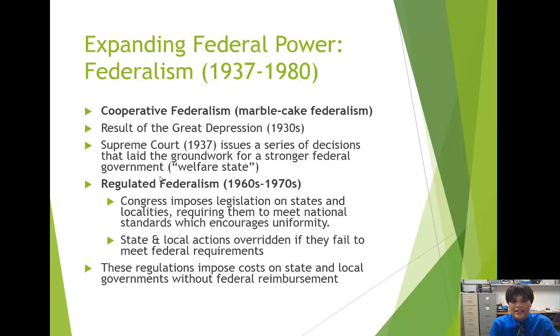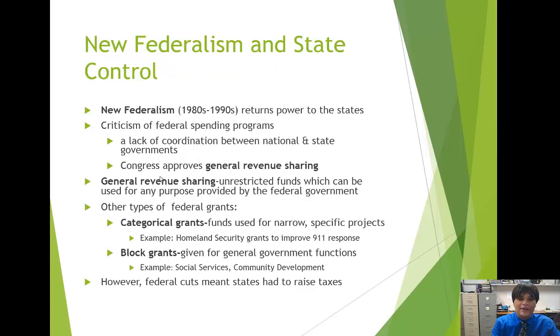If you didn't meet the national requirement or the national standard, you had to redo it on your own until you met a federal requirement, and then you would receive the federal money to help you out. So there was a lot of cost on state and local governments, and this was kind of unpopular with those that believed in states' rights. And this is where you get new federalism.